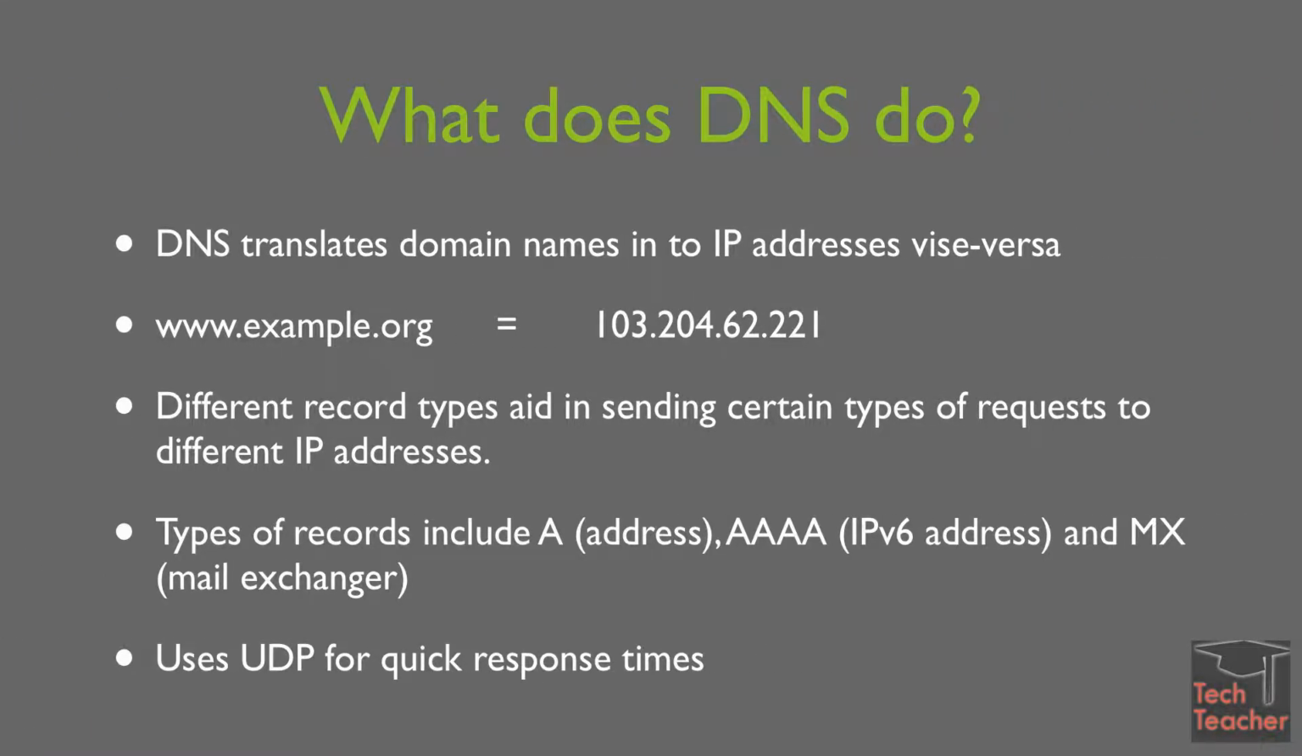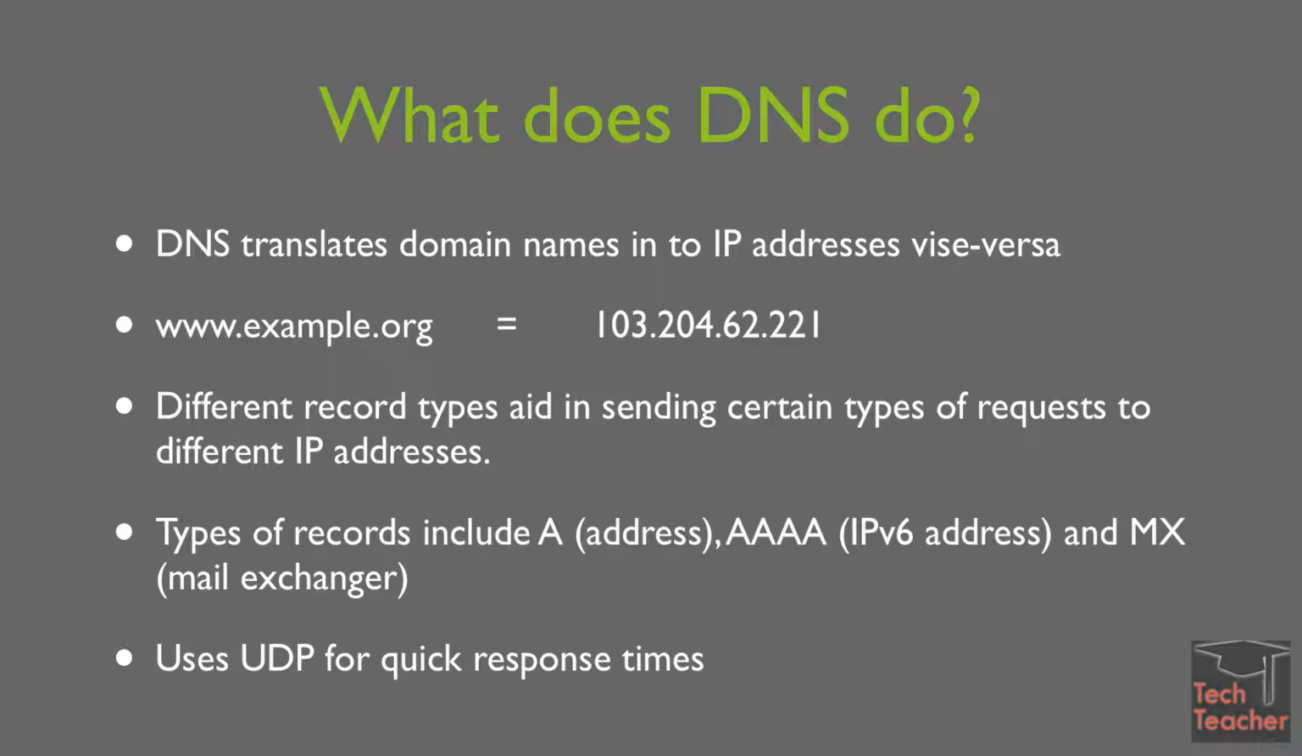So what does DNS actually do? DNS translates domain names into IP addresses, vice versa. Here you can see an example of example.org could be translated into an IP address such as 103.204.62.221. Different record types aid in sending certain types of requests to different IP addresses.